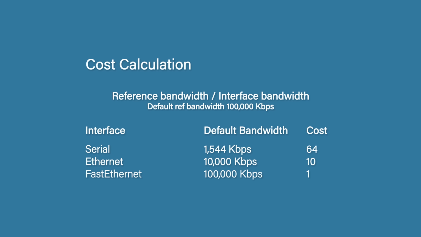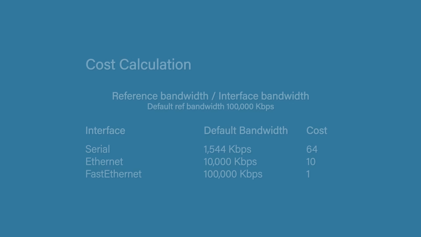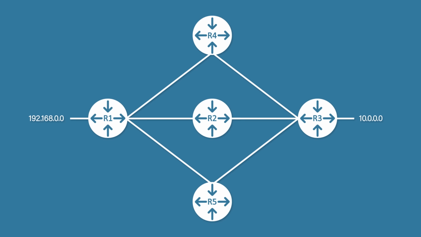Now you might be thinking that doesn't make much sense, and you'd be right. The way to change this would be to change the reference value in the sum we looked at earlier. This can be configured by you on the router itself. Let's go through a quick cost example and see how this works.